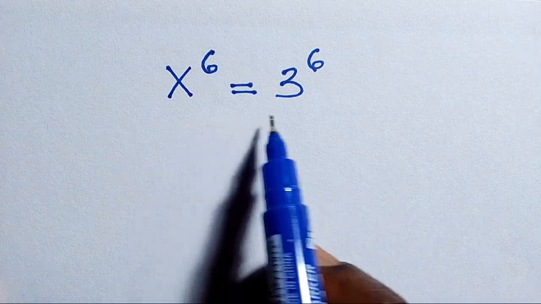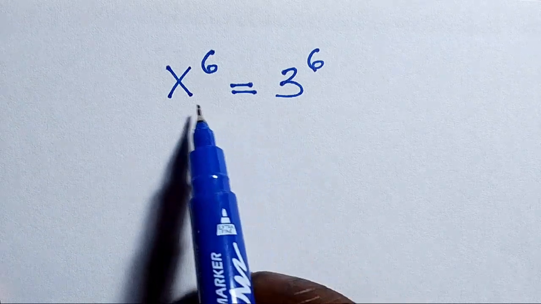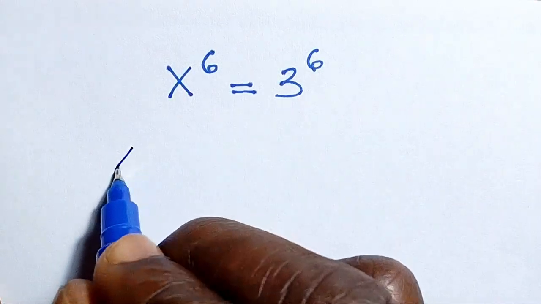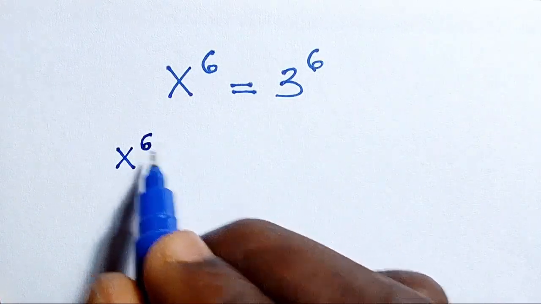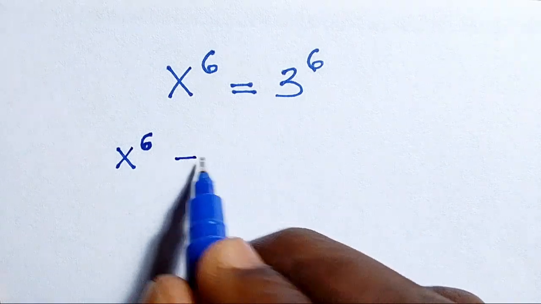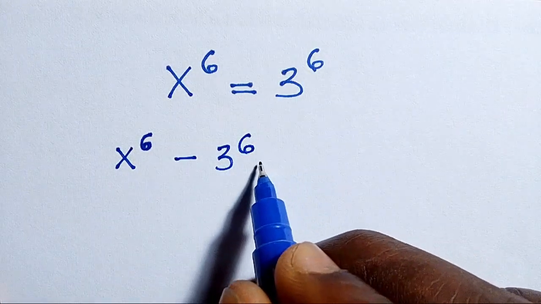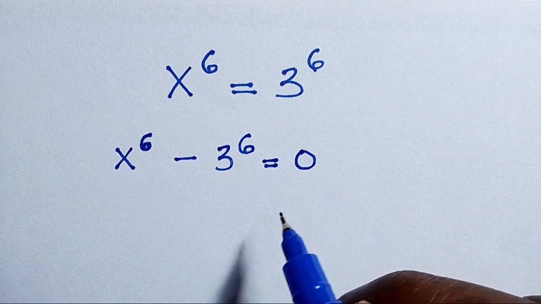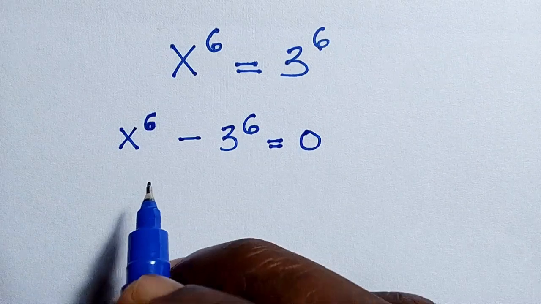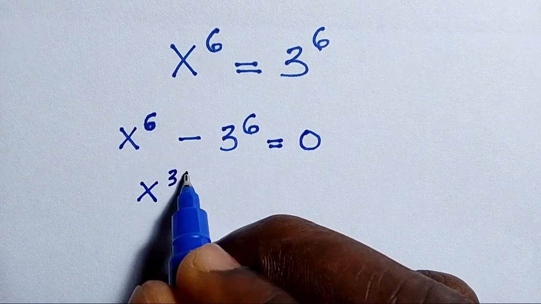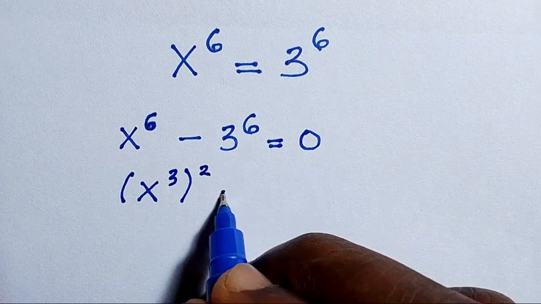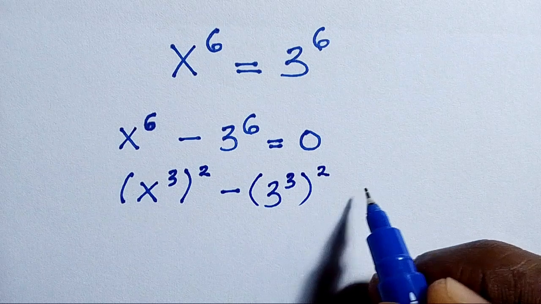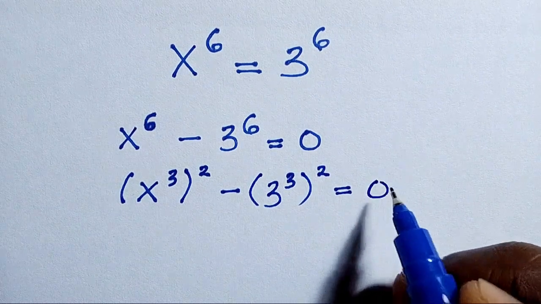So let's try to provide all the solutions to these algebraic equations where we have x to the power of 6 equals 3 to the power of 6. So from here, we write this as x to the power of 6. By transferring this, we have minus 3 to the power of 6 and everything equals 0. Then we write this as (x to the power of 3) raised to the power of 2 minus (3 to the power of 3) all raised to the power of 2, and everything equals 0.